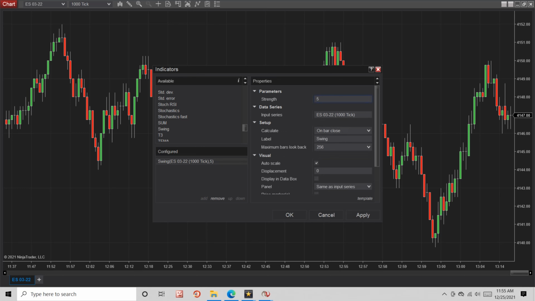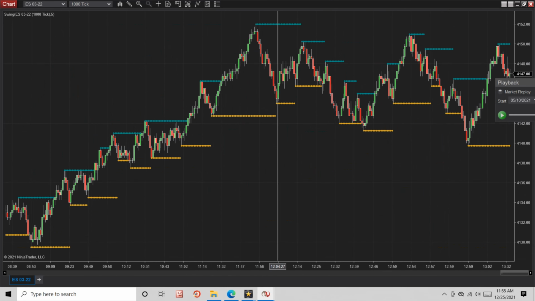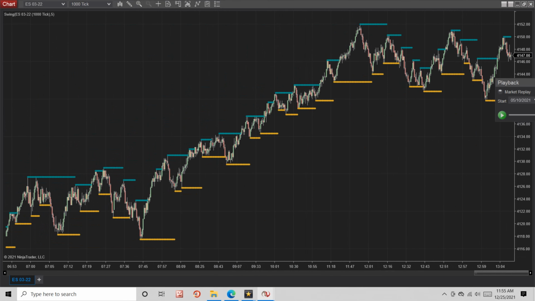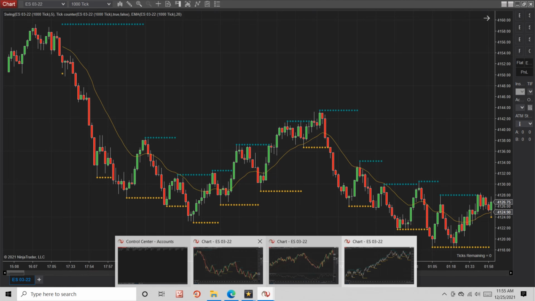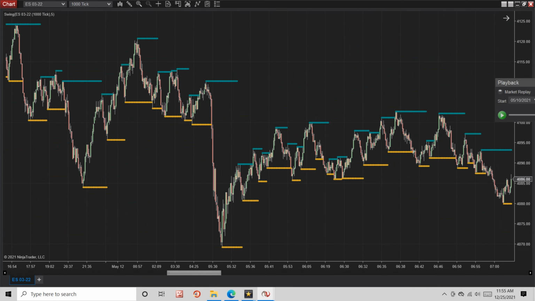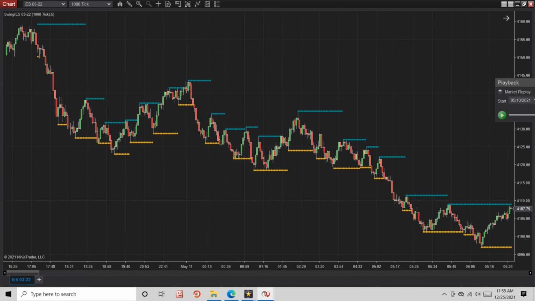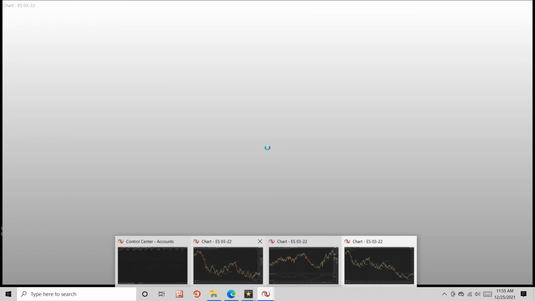I use the 5 strength. I haven't tested if it works for the 10 strength or anything. I just use the 5, the default one. So that's how you get to here, right? Now this should look the same as my other chart. It should look the same if you want to check. You can see the beginnings look the same.